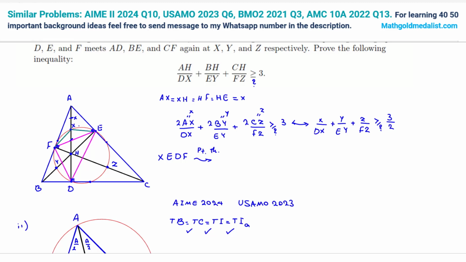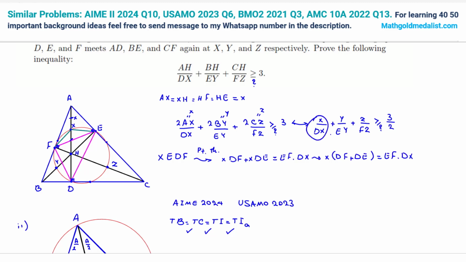XE, which is x times df. So x times df plus xf, which is x times de. It is equal to what? EF times dx. So we can say x times df plus de is equal to EF times dx.